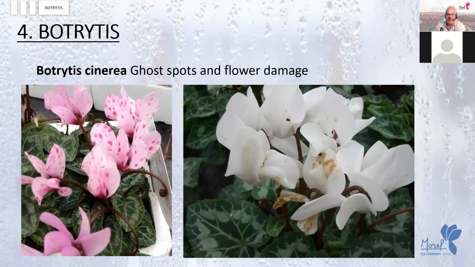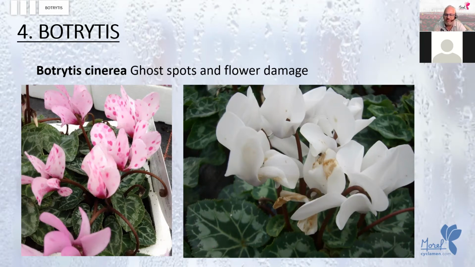So on botrytis, actually, in cyclamen, we see two types of botrytis. Actually, both are Botrytis cinerea, but we see two different effects. So here we see the effect of botrytis on flowers. High humidities in the greenhouse very often can lead to flower damage. On the right-hand picture, you see a clearly brown marking of the flower petals, and that makes the plant unsellable, really. On the left-hand side, you see ghost spots on the flowers due to high humidity.